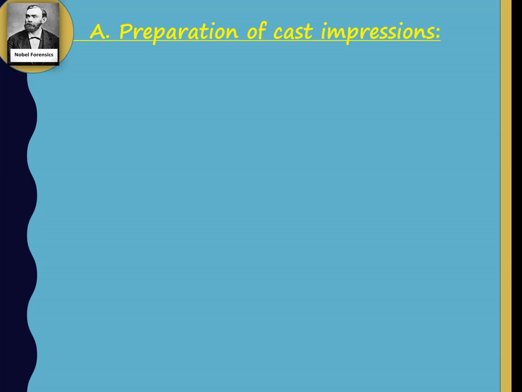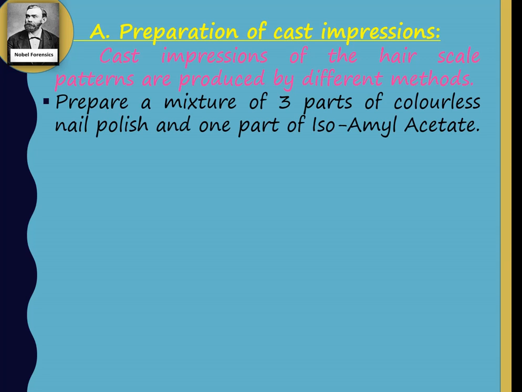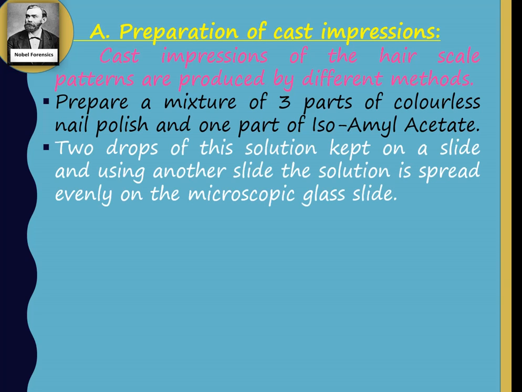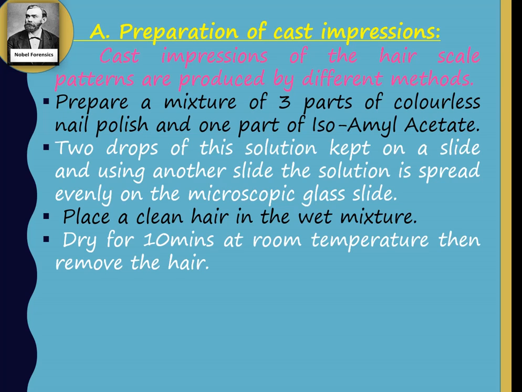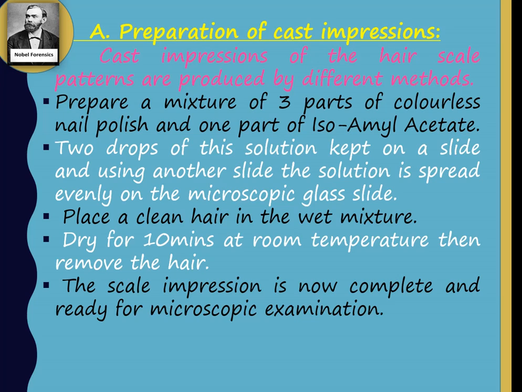Then for example, I added one thing here, preparation of cast impressions, which means cuticular scale patterns. Cast impression of the hair scale patterns are produced by different methods and for this I added a procedure: taking 3 parts of the colorless nail polish and 1 part of the isoamyl acetate and mixing them properly and taking that mixture on a glass slide and spreading. Then after placing a hair sample on it, dry it for 10 minutes, then remove the hair sample. Then there you will get the cuticular scale pattern of the hair. Then observe it under the microscope. It is ready for the microscopic examination.